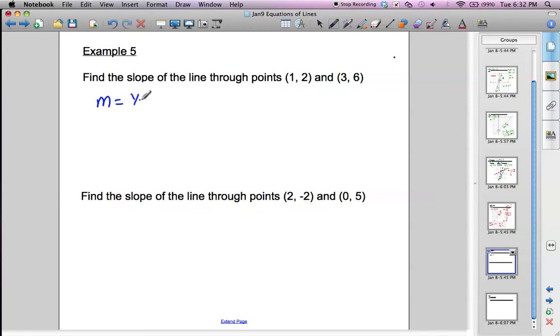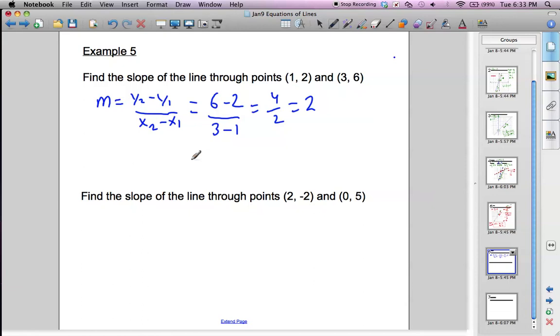So slope equals y2 minus y1 over x2 minus x1, which equals 6 minus 2 over 3 minus 1, right? So I subtract the y values and the x values, and I get 4 over 2, which equals 2. So some people like to ask, how do you know which one's the x1 and which one's the x2? It actually doesn't matter.